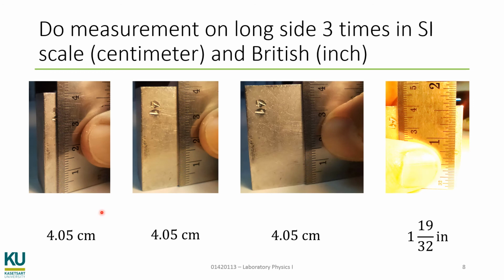This slide shows an example of measurement for the length of the aluminum block using the centimeter scale. We have to measure 3 times, choosing 3 positions of the aluminum block in the same dimension and reading in centimeter scale. From this measurement, the 3 measurements read 4.05 centimeter. We also have to measure in the British scale, or in inch. From this measurement, we have a value of about 1 19/32 inch.